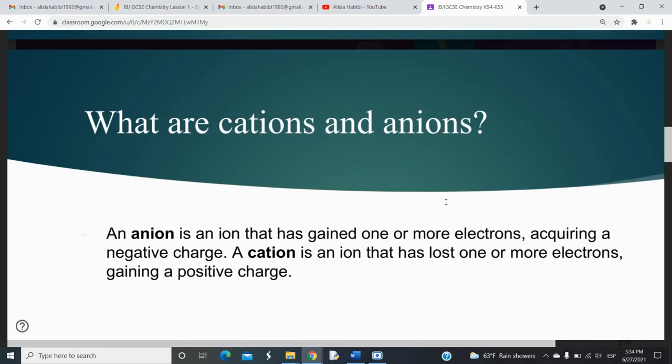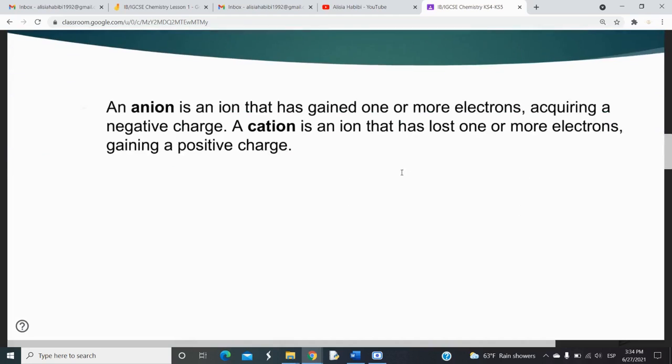So it's the opposite. You look at this in the opposite way, where you have a negative charge, but it's actually gaining one or more electrons, and you have a positive charge, but it's actually losing one or more electrons. So positive charges are considered cations, and negative charges are considered anions.